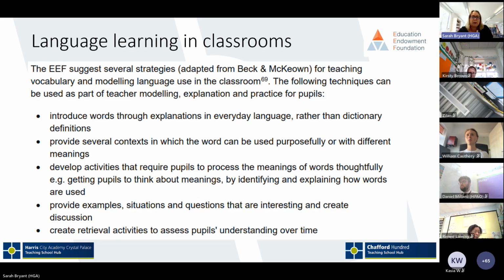for example, getting pupils to think about meanings by identifying and explaining how words are used. We can provide examples, situations and questions that are interesting and create discussion. And we can create retrieval activities to assess pupils' understanding over time. And I think that's really important. We need to ensure that they are utilising this language regularly.